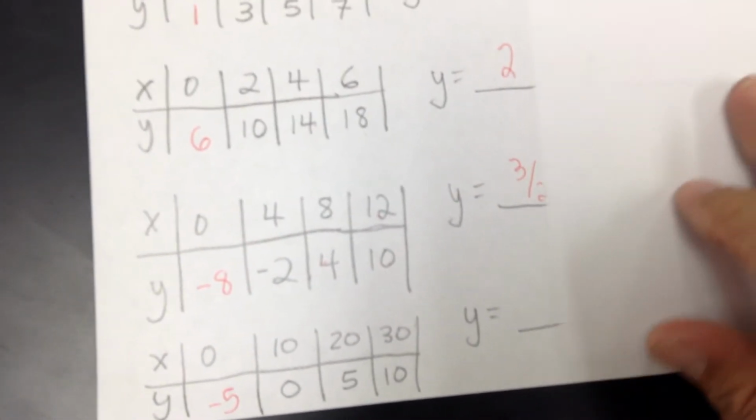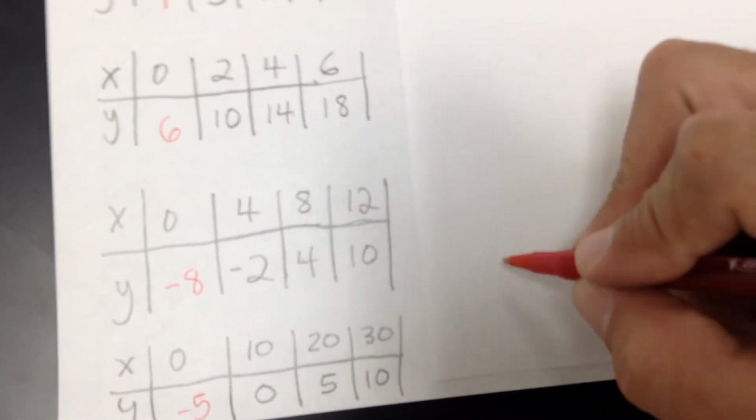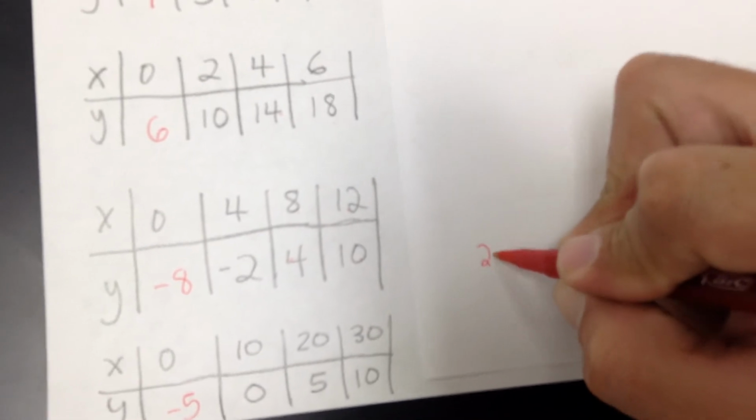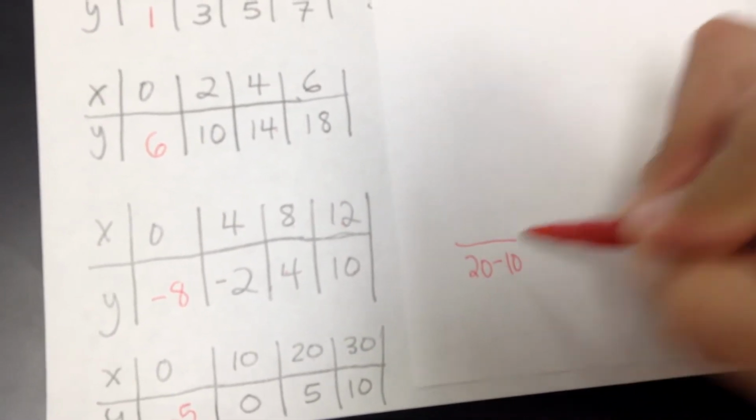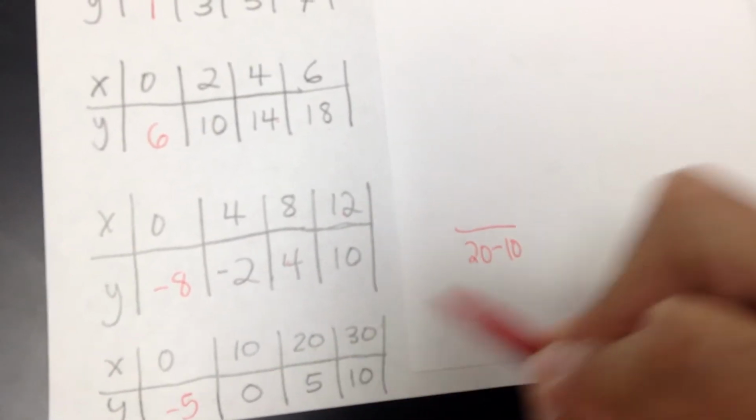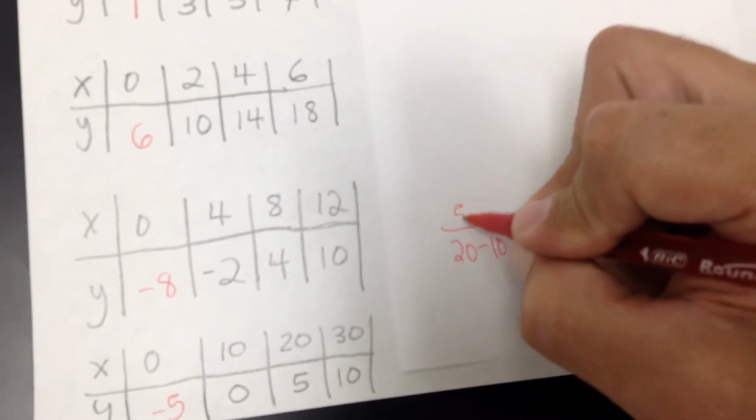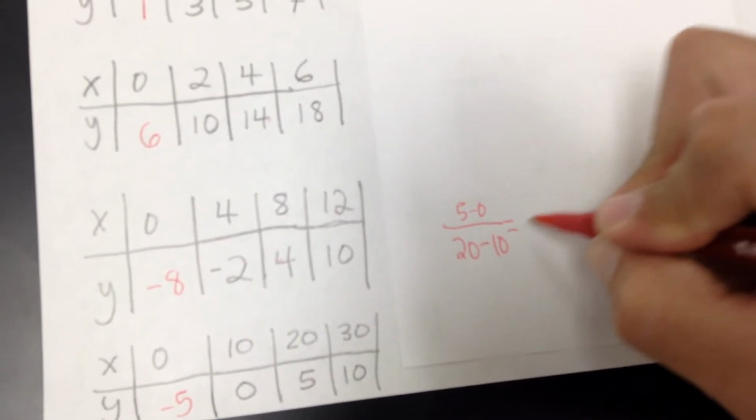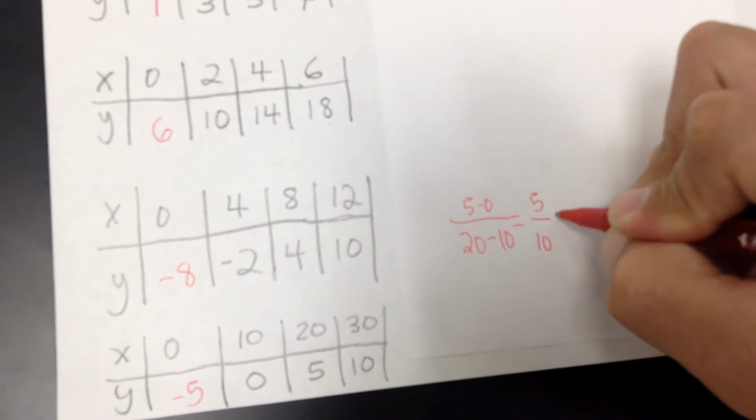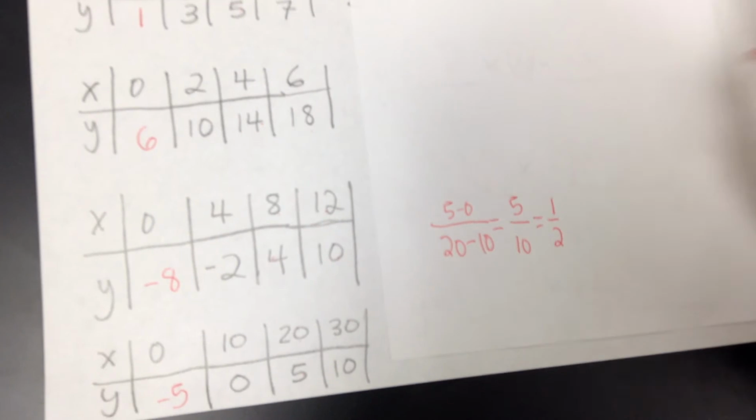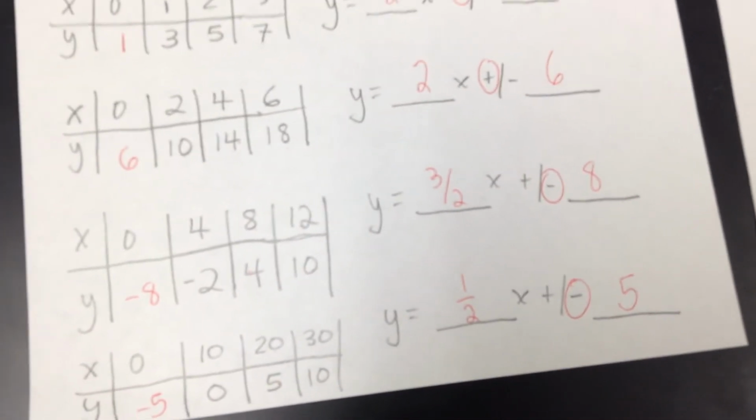And then again, define my slope. The differences in my y's and the differences in my x's. So 20 minus 10. I'm sorry, I wrote that upside down. That's on the bottom. So 20 minus 10 is my x value on the bottom. 5 minus 0 is on the top. So 5 minus 0 is 5. And 20 minus 10 is 10. I simplify that to 1/2. And that is my slope, 1/2 x.